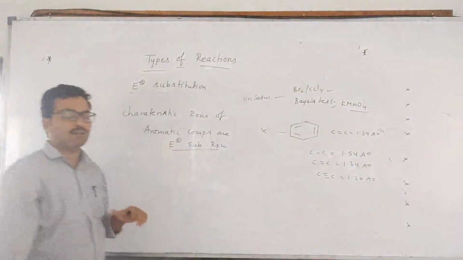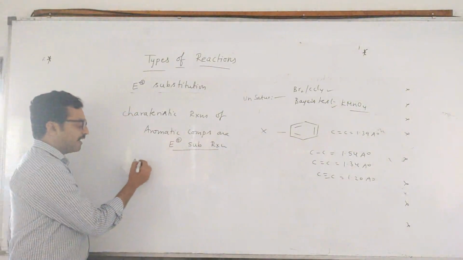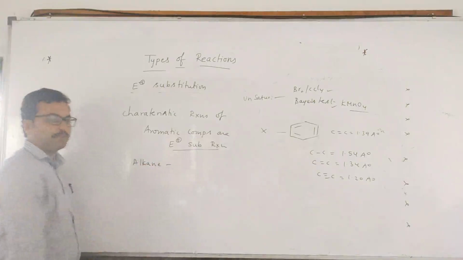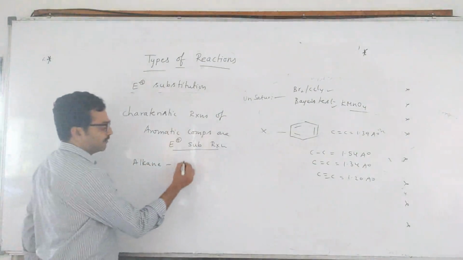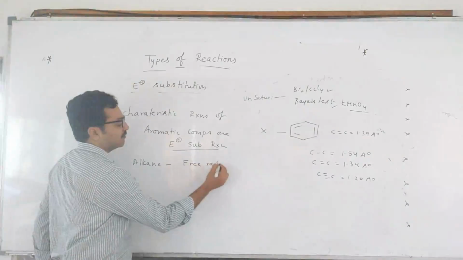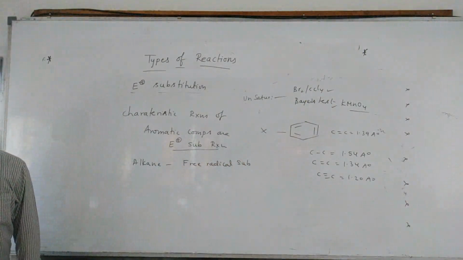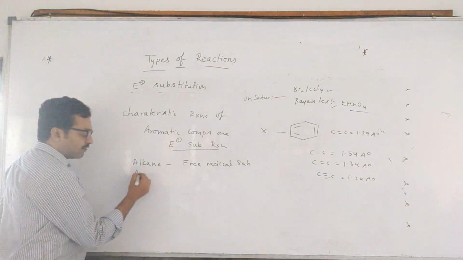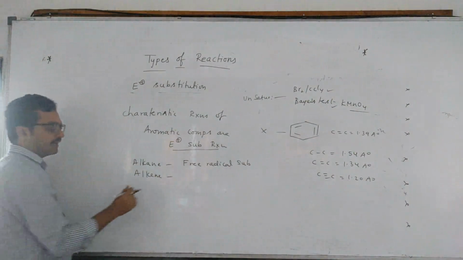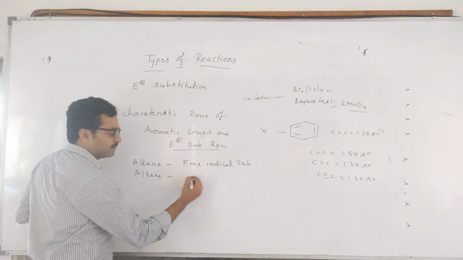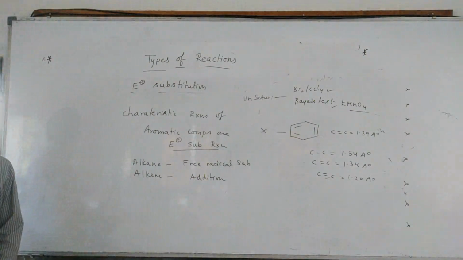So for every compound, you should know what type of reactions they will undergo. Suppose if I take alkane, what type of reactions will they undergo? Free radical substitution, because the compound is saturated. Okay? Next, alkenes will undergo what type of reactions? Main reactions I am talking about. Mainly addition reactions, maybe electrophilic addition or radical addition.